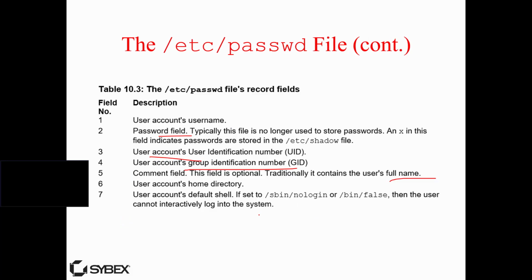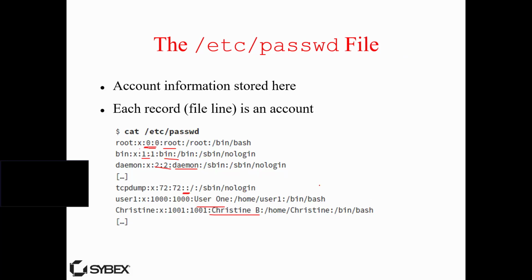And the next one is the home directory. So the home directory is /home/ followed by the username. So /home/Christian, /home/user1. And these are system users, therefore you see their home is quite different. It isn't under /home.